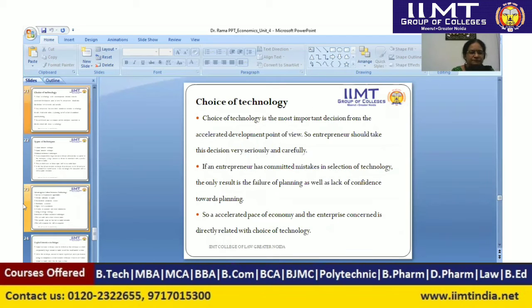Choice of technology. Choice of technology is the most important decision from the accelerating development point of view. So entrepreneurs should take this decision very seriously and carefully. If an entrepreneur commits mistakes in the selection of technology, they only result in the failure of planning as well as lack of confidence towards planning. So accelerating pace of economy and enterprise is directly related with the choice of technology.